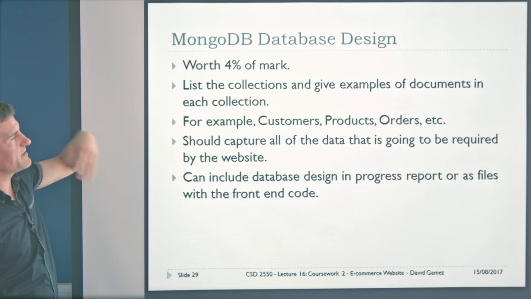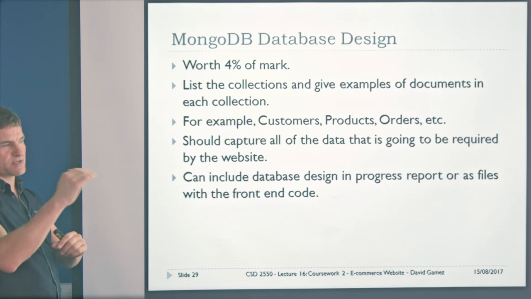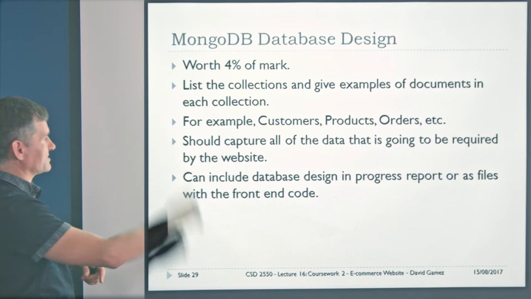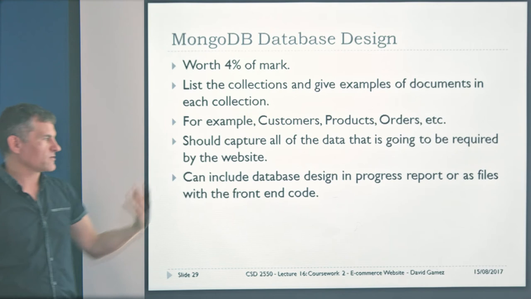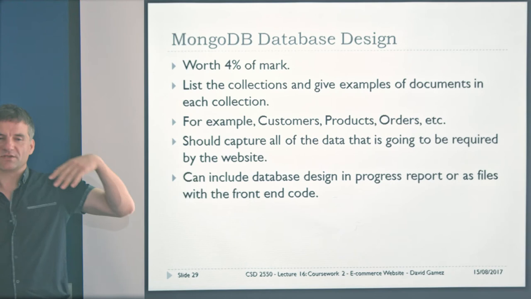So you're saying, my database is structured, I've got a collection of customers, a collection of products, a collection of orders, and here's some examples of what a customer document looks like, an order document looks like, and a product document looks like. Ideally, your database design should capture all the data that's going to be required by the website. So you can include it as separate files or dump screenshots into your project report. You're welcome to change this later, but I want you to design the database by week 16. That's the idea.